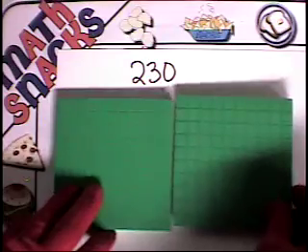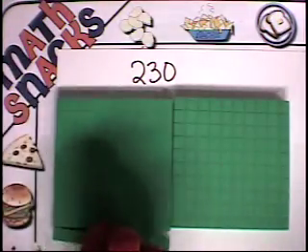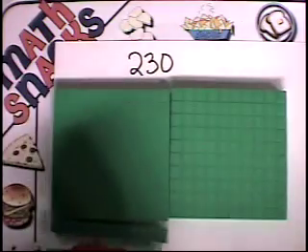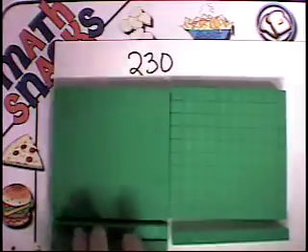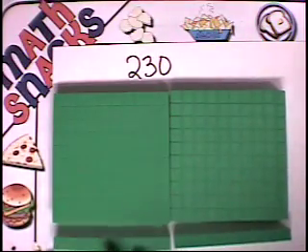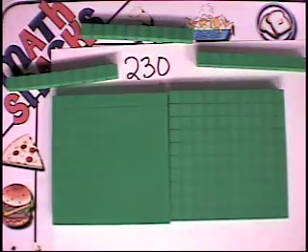Okay. So 2 of them is going to make my 200. And then I need 3 rods because you wanted me to have 30. So I'm going to have to lay them out a little bit differently so we can see them. Can we still see them now? How about if we put them up here? Okay, there's 230 right there.